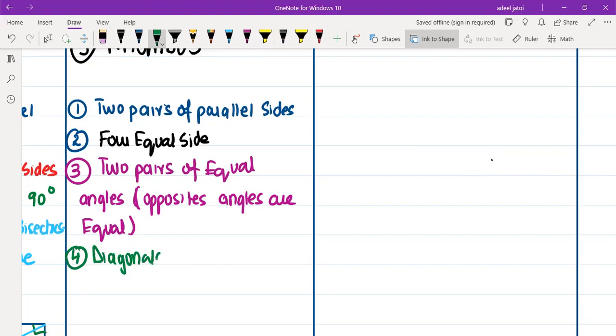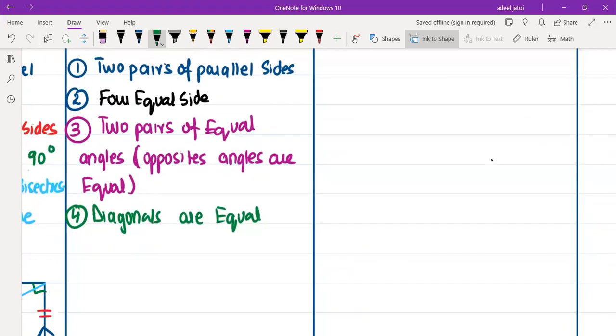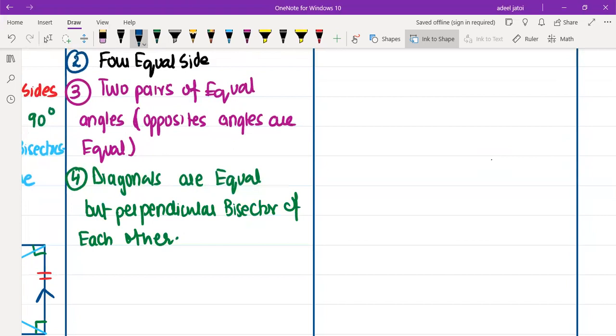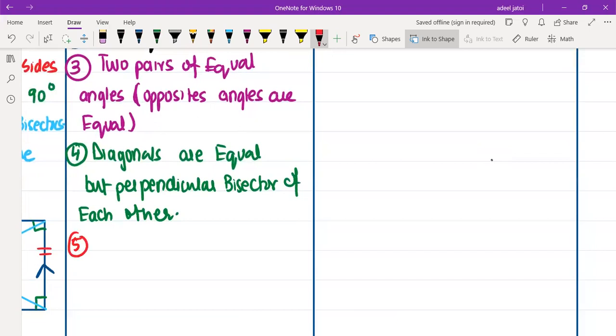Diagonals are equal, but perpendicular bisector of each other. Then we can also say that diagonals bisect angles as well.